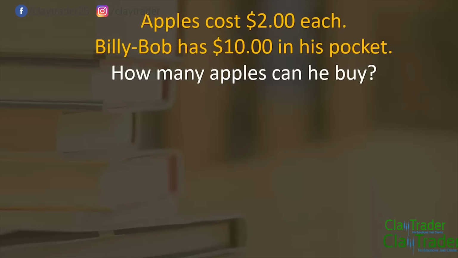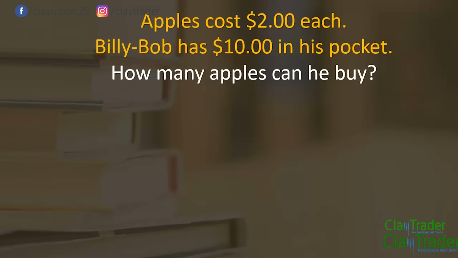Before anything though, I want to go over the basic math on how to buy stocks. How exactly does it all work? And the great news is I'm probably going to insult your intelligence here. Hopefully I am. But let's go over a quick math problem. So apples cost $2 each. Billy Bob has $10 in his pocket. So the question, how many apples can he buy?